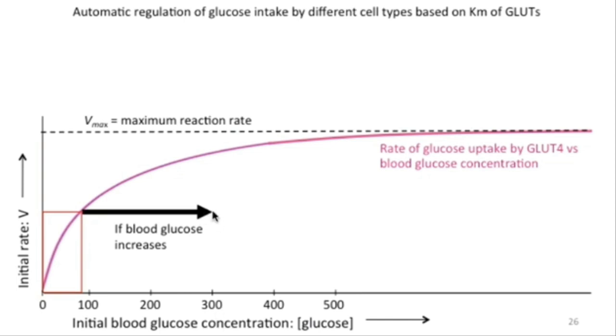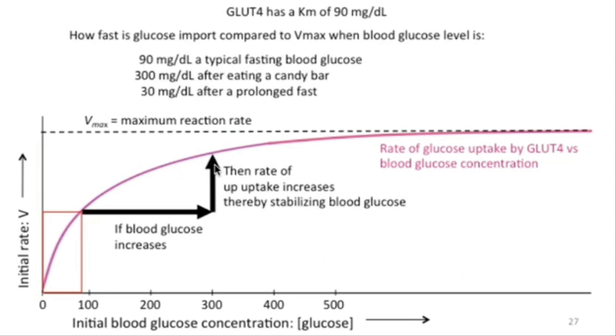We've gone up to 300 milligrams per deciliter. How will that affect the rate at which the glucose 4 transporters are acting, even forgetting about the effects of insulin or glucagon? So we're just looking at the cell. There's some glucose 4 transporters. What are they going to do? Well, if the substrate increases, the rate of intake will increase.